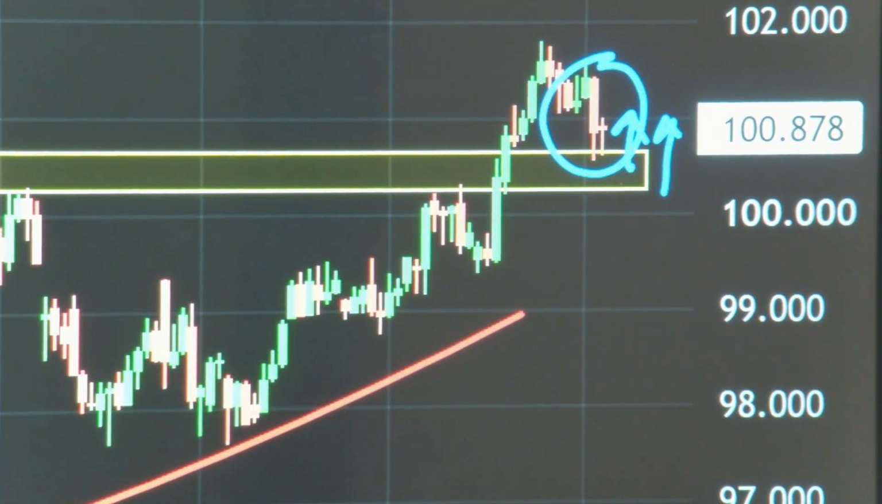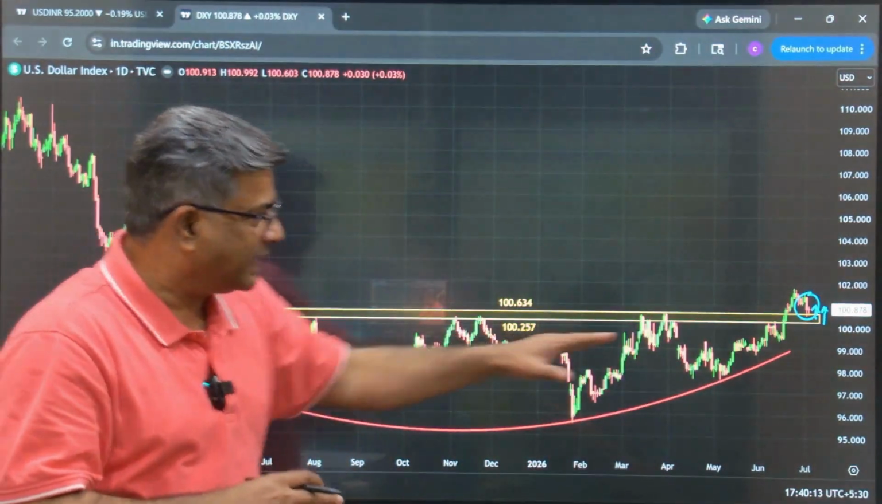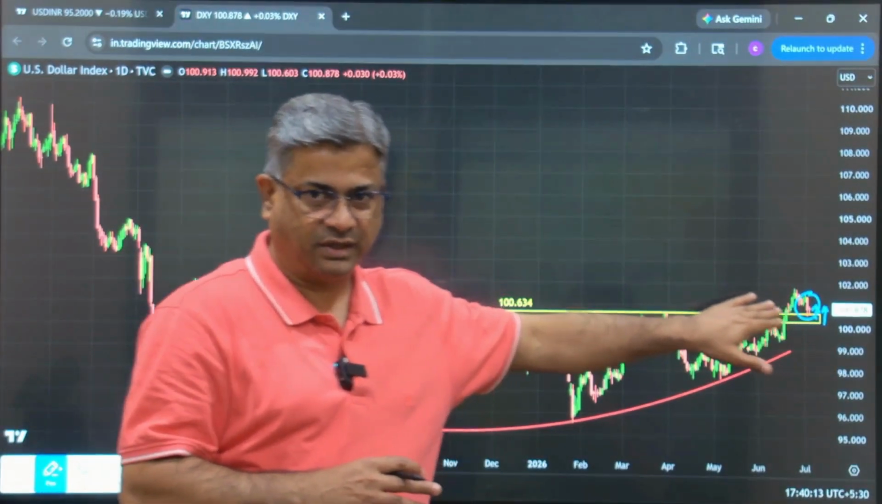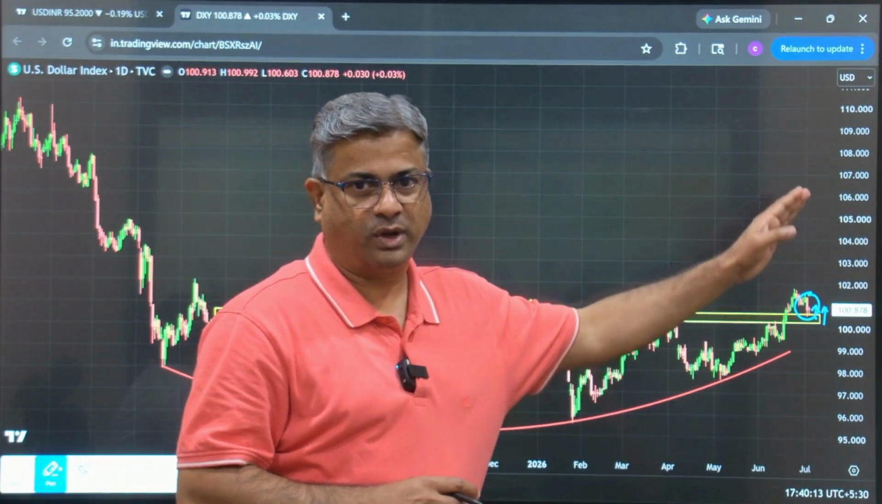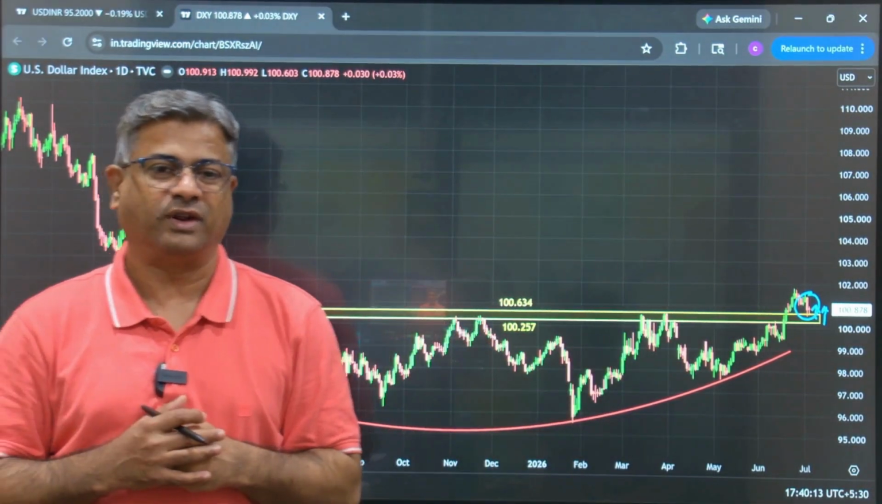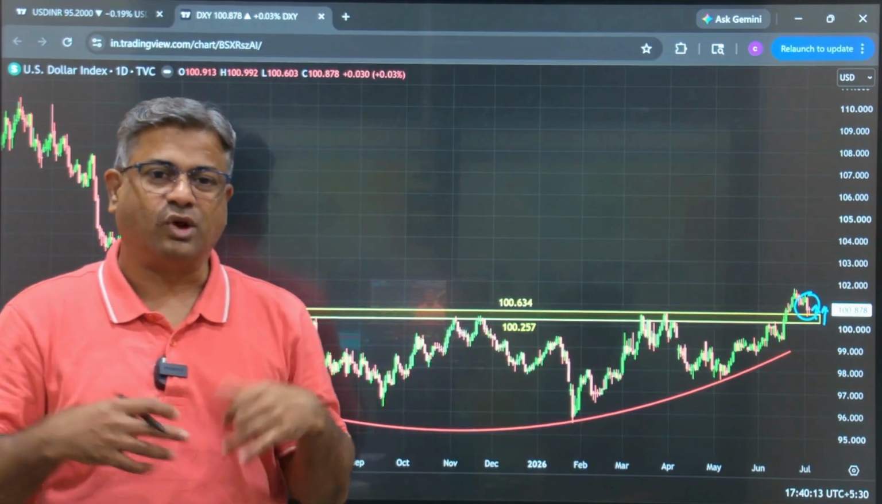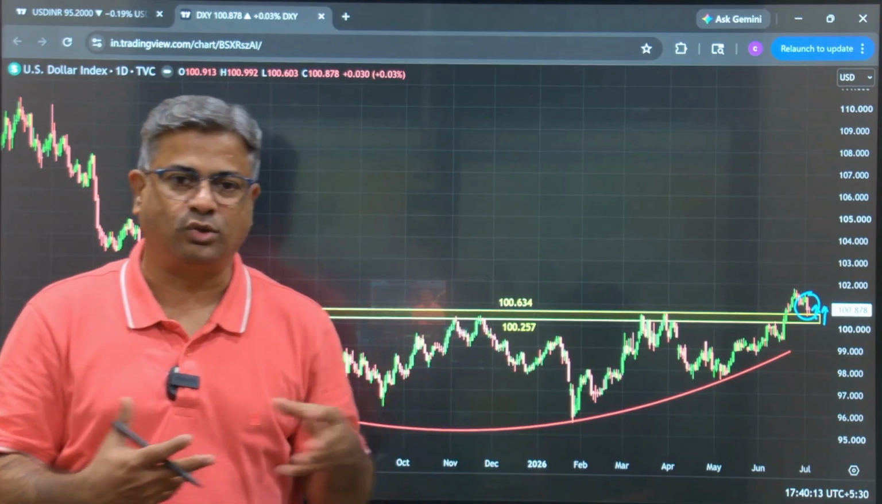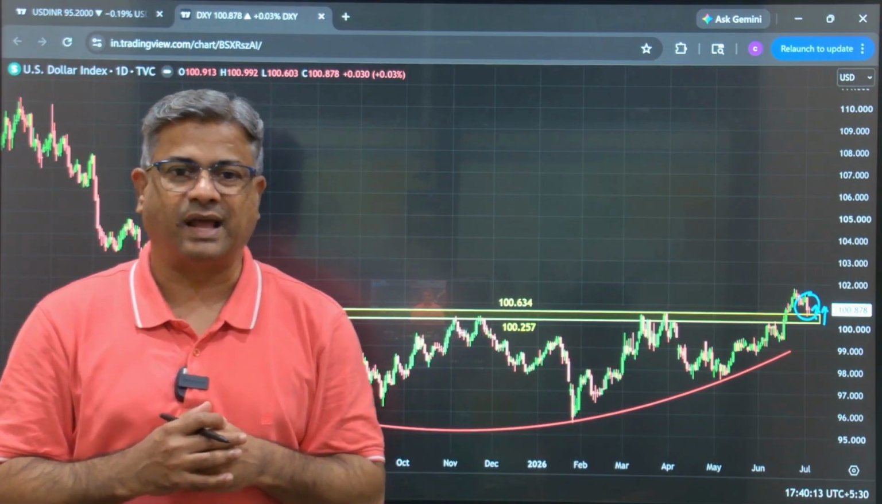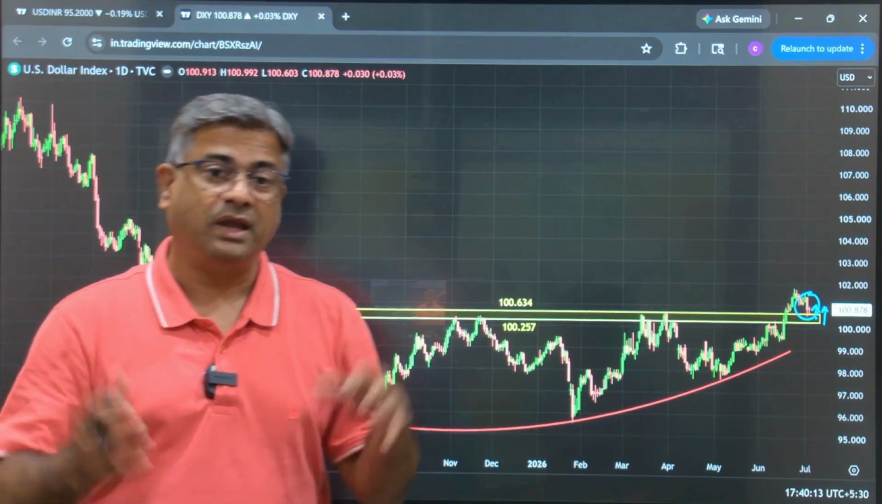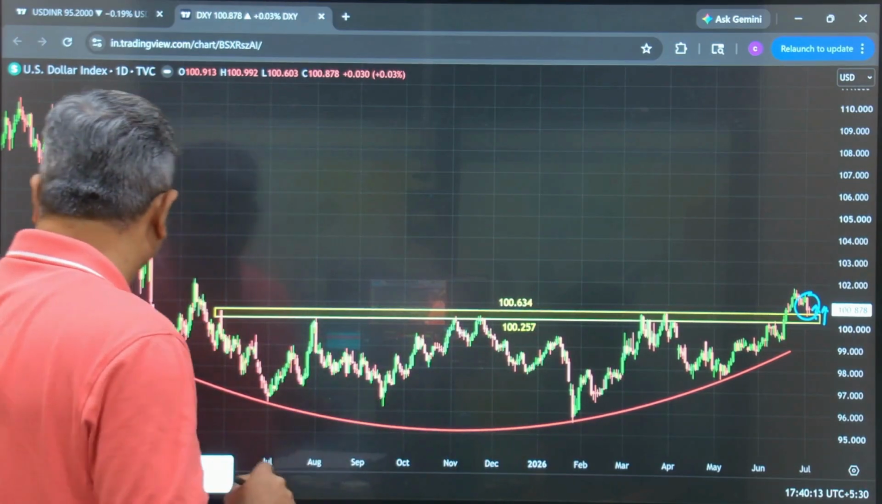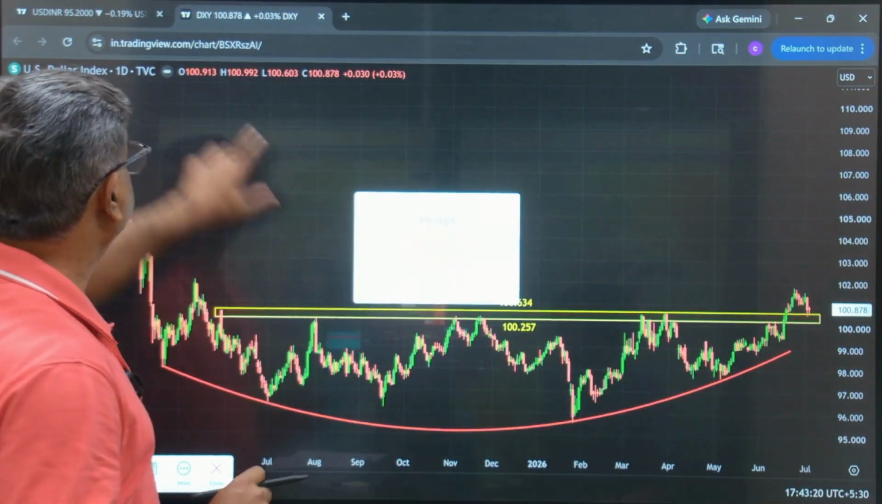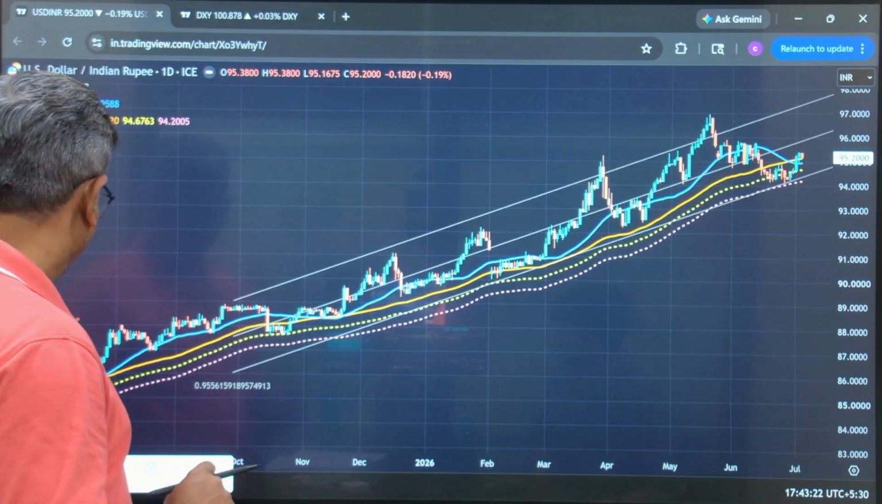So let's come back to the original chart. What I wanted to tell you is that with the entire phenomenon that has happened here, it looks like we are going to see some degree of recovery in the dollar index. So our view is that technically the dollar index is likely to go higher. Now, how does this affect dollar INR? Let me come to dollar INR.